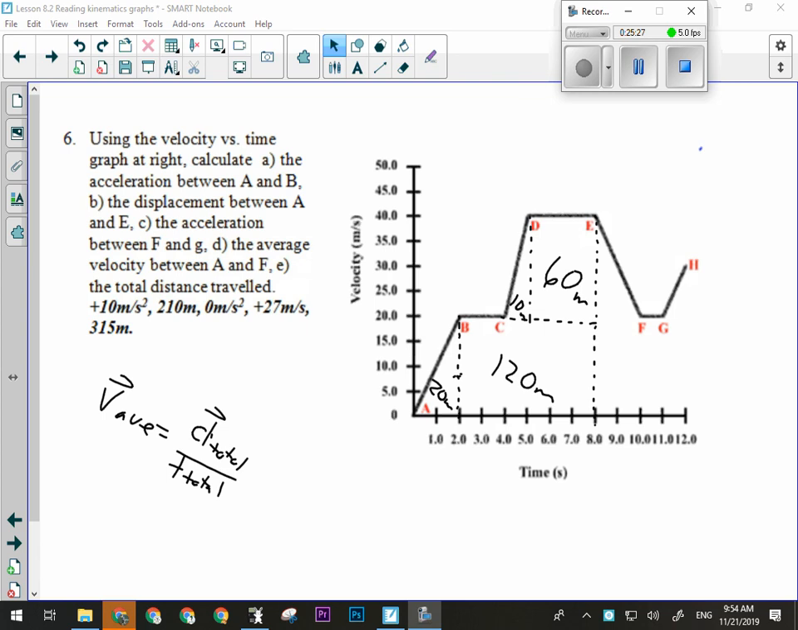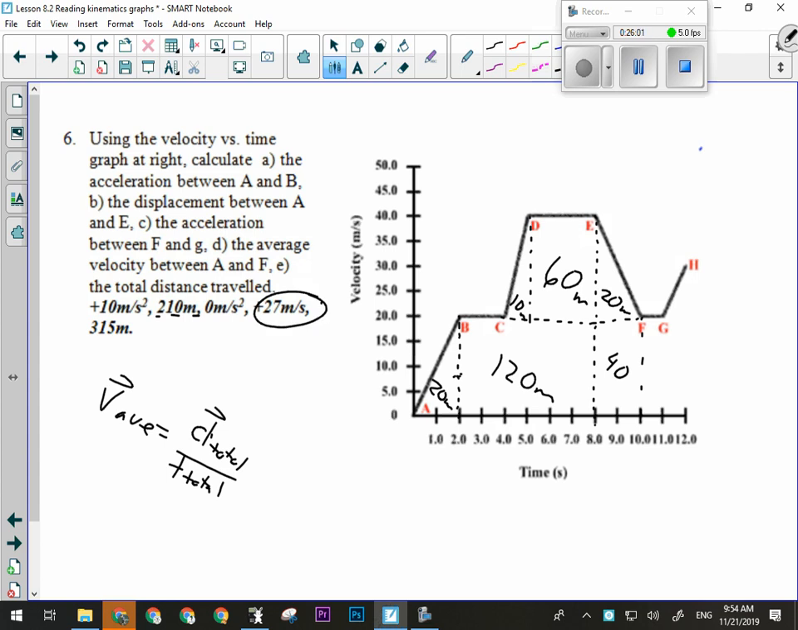Okay, the average velocity between A and F. So I have to add on a couple more shapes here to get the total displacement between A and F. So this box here is 2 on the base and 20 high, so it's only going to be 20 meters. And then this box here is 20 high by 2 wide, so it's 40. So I'm adding on another 60 meters to the 210, giving me 270 divided by 10 seconds, which gives us 27 meters per second.